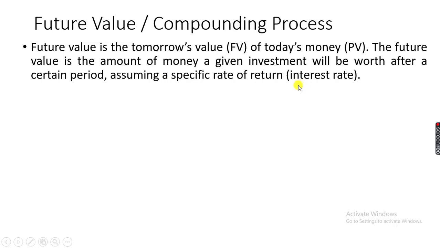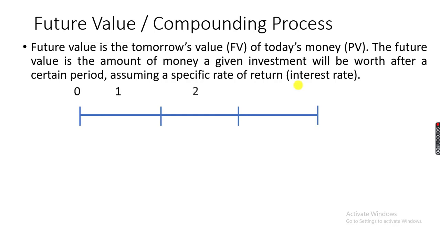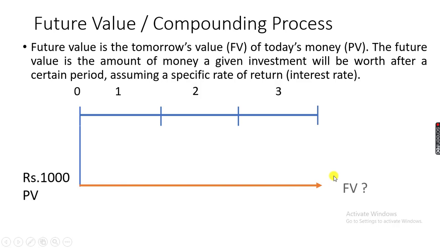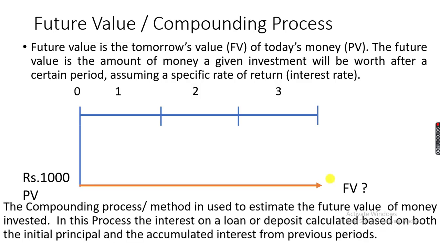Let us see a following example. Considering a 3 years time frame, if I have a cash flow of 1000 rupees today and I would like to invest, then how much it would be after 3 years at a given rate of interest. To find out this future value of money invested today, we generally estimate the future value using compounding process.